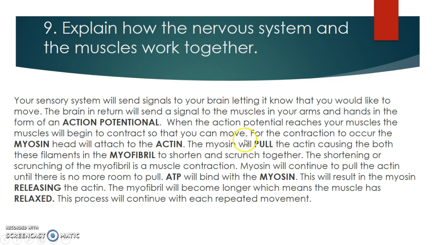For the contraction to occur, myosin, highlighted for a reason, guys, the myosin head will attach to the actin, and the myosin will pull the actin, causing both of the filaments in the myofibril to shorten and scrunch together. The shortening or scrunching of the myofibril is a muscle contraction. And then the myosin will continue to pull on the actin until there's no more room to pull.